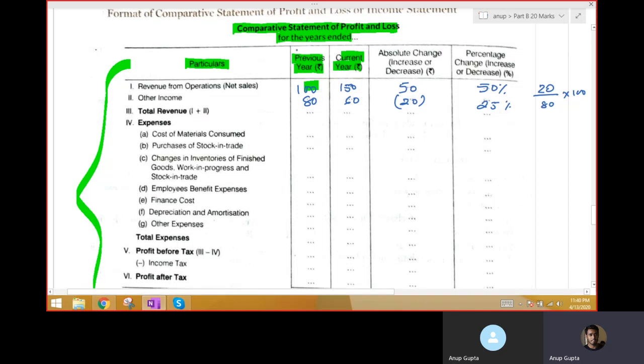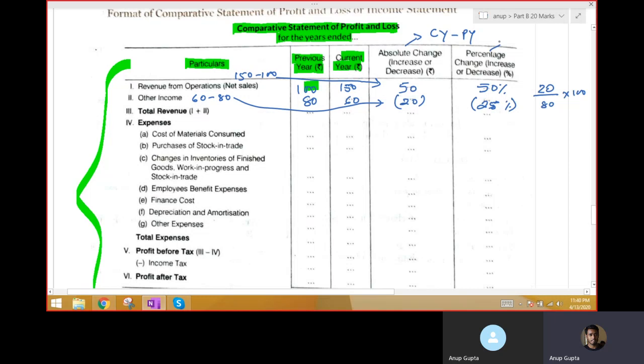Okay, that comes to 25%. And this 25% is a fall in the percentage, so we'll write it in a bracket. Okay. So for absolute change, the formula is CY minus PY. In the first case here, the CY was 150 minus 100, so it was positive 50. And in this case, it was 60 minus 80, and therefore you see it's negative 20.